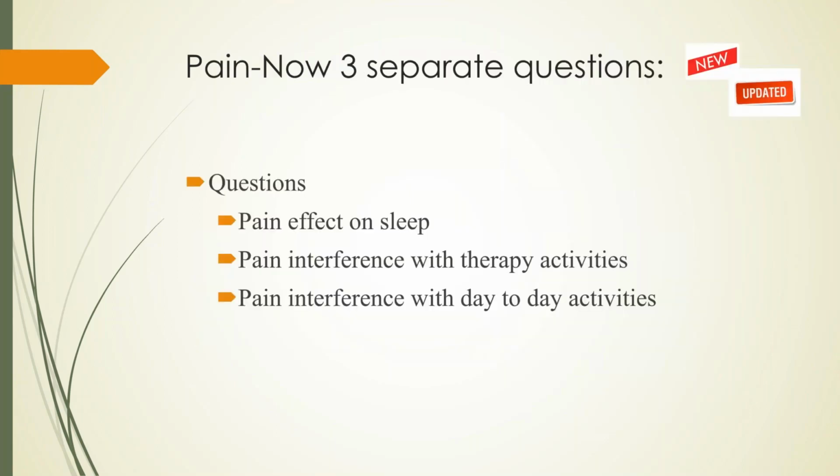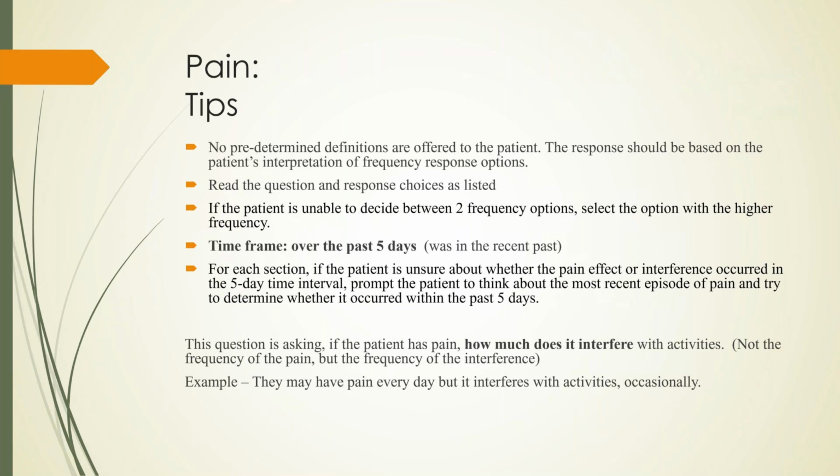Okay, so it's 3 separate questions. They want to know specifically, what's the pain effect on sleep? What's the pain interference with therapy activities? And what's the pain interference with day-to-day activities? So when you're talking about pain, there are no definitions we can give them when they're telling us what they think their pain is. If they're not sure if it's occasionally or frequently or whatever it is, if they're kind of stuck between 2, we're always going to score higher. So we're going to give them a higher frequency if they can't really decide which one it was. And also, the time frame has changed. It used to be in the recent past, and that meant whatever anybody thought that meant. So now it's a specific time frame of over the last 5 days. That's what we're going to ask about.